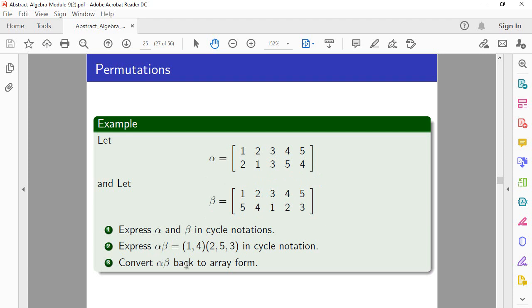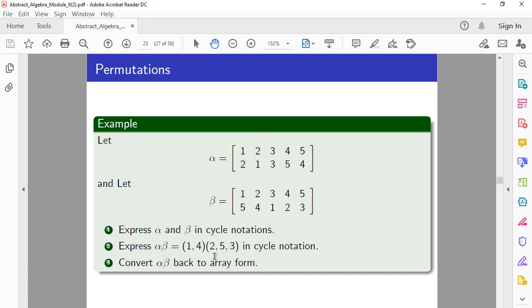So for example, how do I get the cycle (1 4)? If I start with 1, I apply beta to 1 first. Beta applied to 1 is 5, alpha applied to 5 is 4, so 1 goes to 4. Now where does 4 go? Well, beta applied to 4 is 2, and 2 goes to 1 here, so 4 goes back to 1, so we get a complete cycle here.